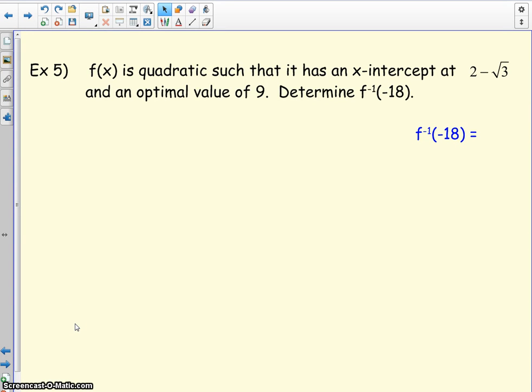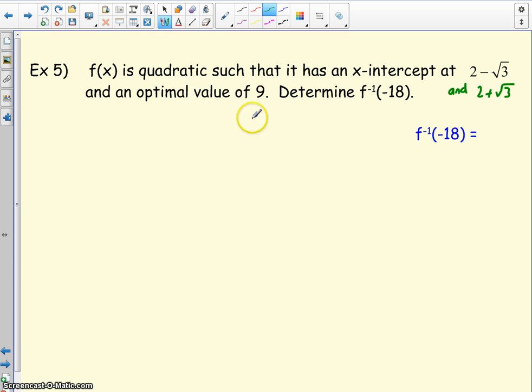Okay, so you can consider this last example here to be your challenge problem. I want you to think through the steps, what you'd have to do to try and solve this one. The only hint I'm going to give you right now is that, remember, if it has an x-intercept at 2 minus root 3, if that came from the quadratic formula, you also have to have one at 2 plus root 3 as well. So you got two x-intercepts, one at 2 minus root 3, one at 2 plus root 3.